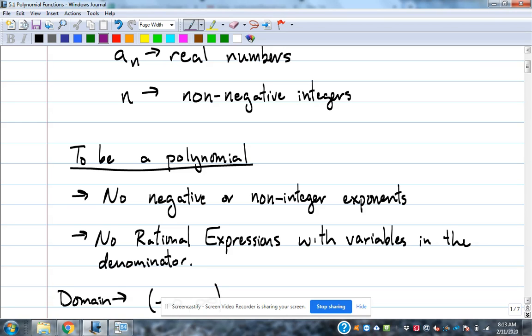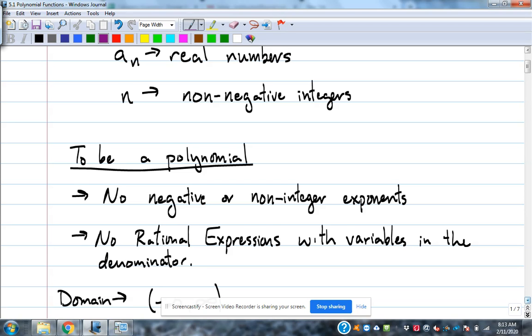So no x's in the denominator, no fraction exponents, and no negative exponents. Because what does a negative exponent do to a variable? It puts it in the denominator. So it's kind of redundant with the no rational expressions and the no negative exponents, because the negative exponents create those things happening. Those are the only two stipulations to be a polynomial. You have to meet those two requirements.